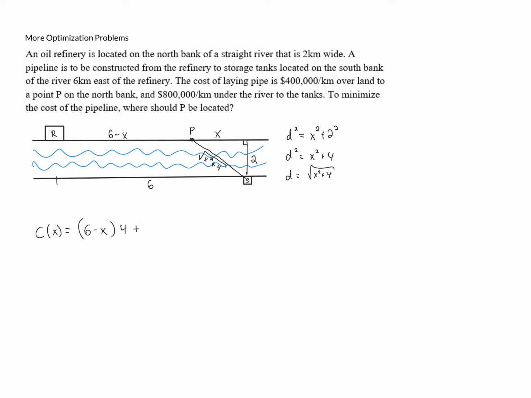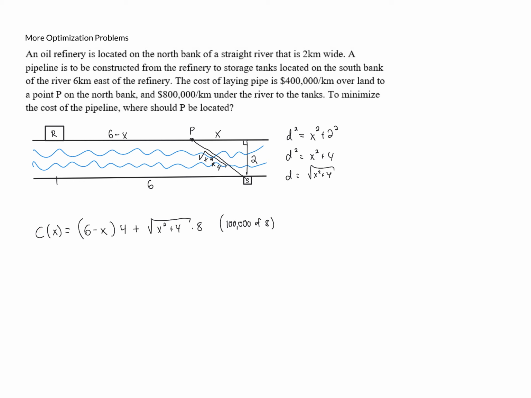And then plus the distance of the portion that goes under the water, which is the square root of x squared plus 4, times the price per kilometer there, and that's going to be $800,000 per kilometer. So we're just going to say 8 because this is measured in hundreds of thousands of dollars. That is the unit of measurement here. Just makes it a little bit easier so we can work with smaller numbers. So this is the cost function.